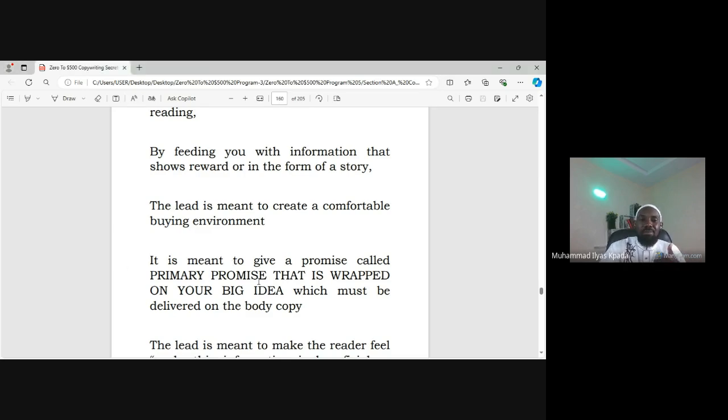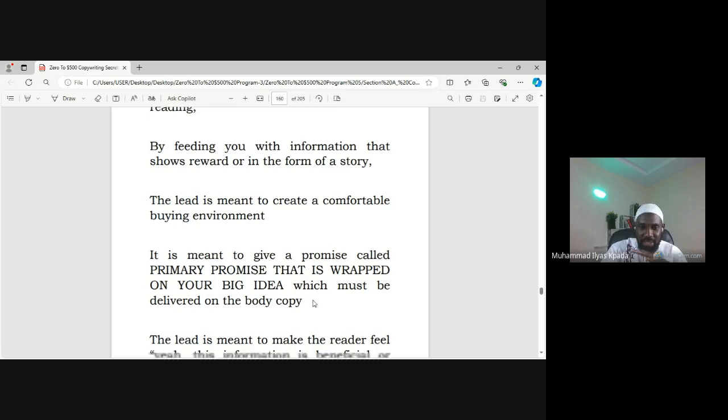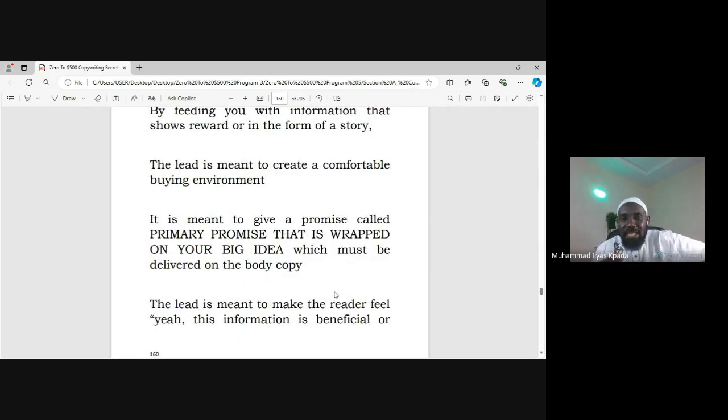So the lead is meant to give you a promise that is called the primary promise, right? And that primary promise is wrapped in the big idea, which must be delivered in the body. The lead is designed to pass one and only one primary promise of transformation. I have to admit this: one and only one primary promise of transformation.